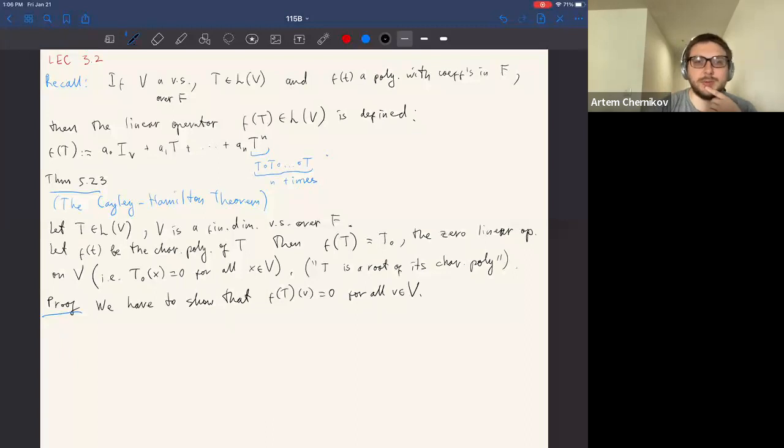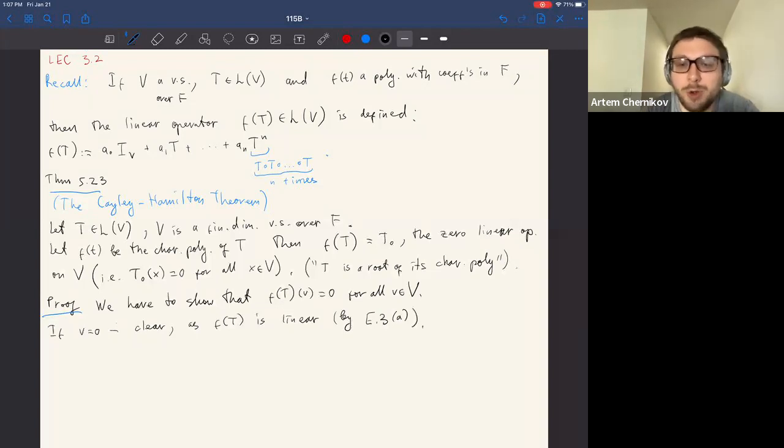That's the task. First of all, this is clear when v is zero. If v is the zero vector in V, then this is clear because we know that f of T is a linear operator, right? We know that f of T is linear, and this was by Theorem E.3a that we discussed last time. So we know that every linear operator sends 0 to 0. So for v equals 0, this is just linearity. From now on, we may assume that v is not 0, because for v equal to 0, we are done.